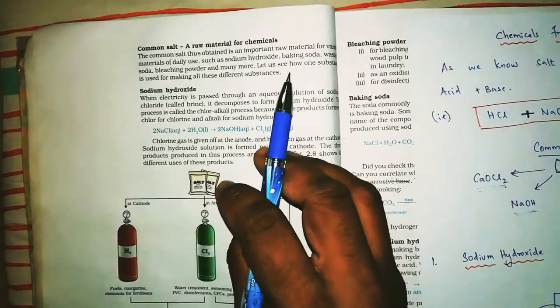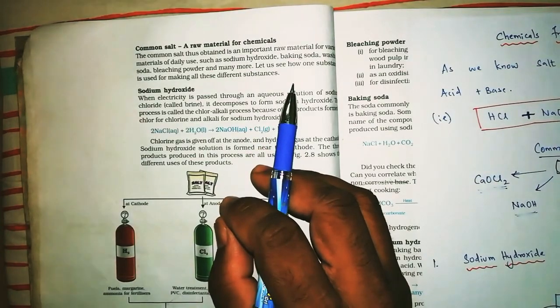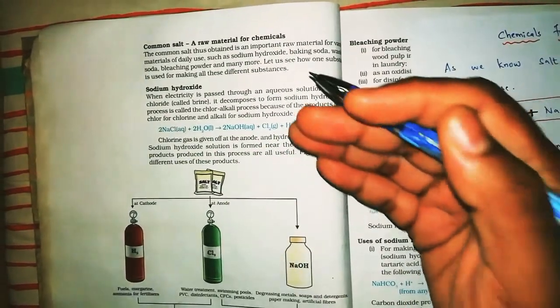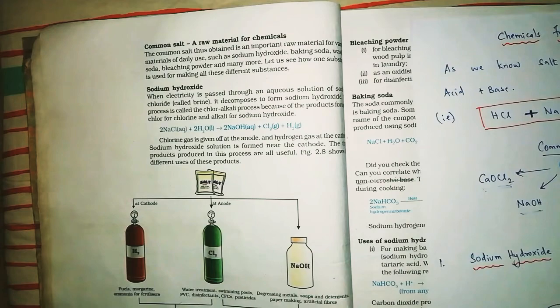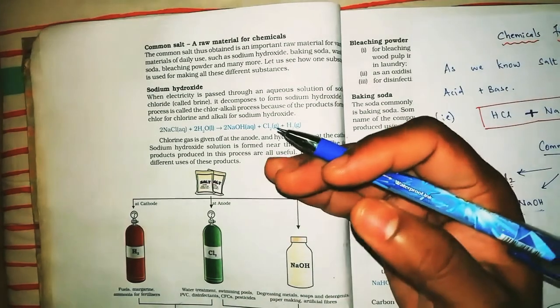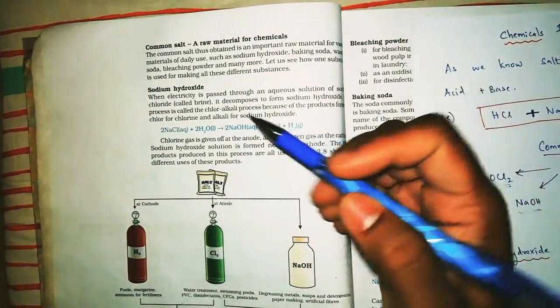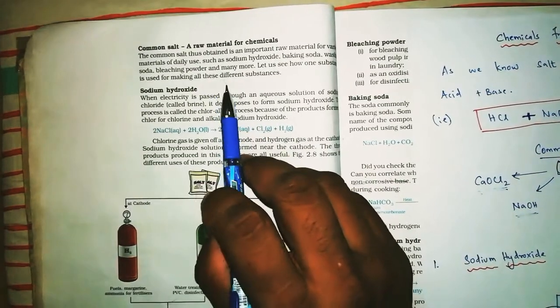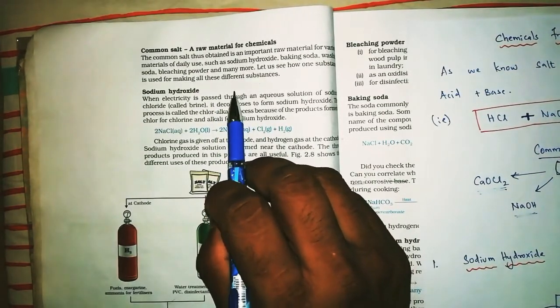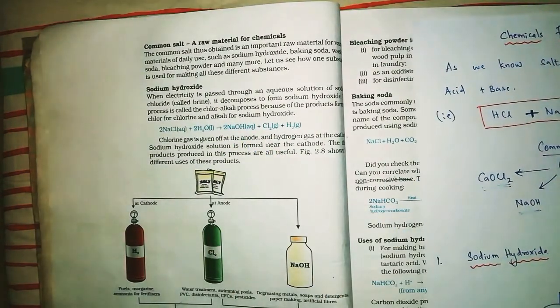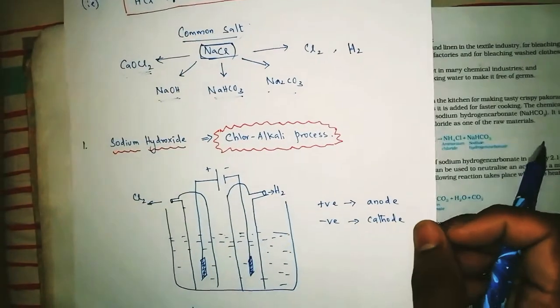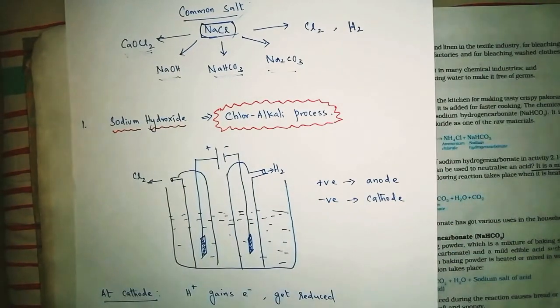So in this chapter, what we are going to see is each and every salt, how they are prepared by using only sodium chloride. Okay, so this is the first topic we are going to see now: sodium hydroxide. Let's see how it is prepared.